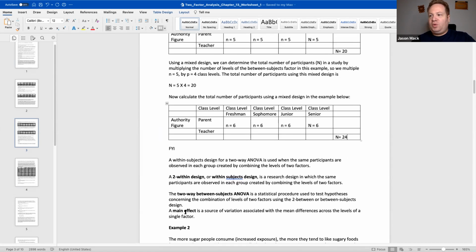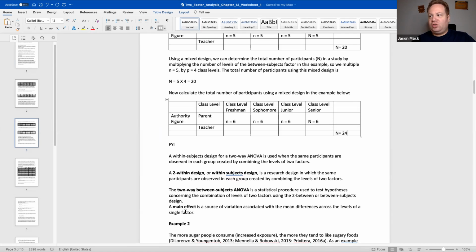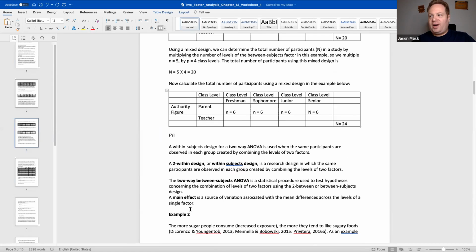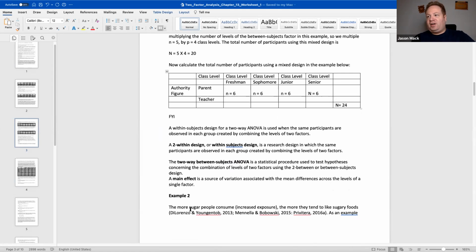The 2-way between subjects ANOVA is a statistical procedure used to test the hypotheses concerning the combination of levels of 2 factors using the 2 between subjects design. A main effect is a source of variation associated with the mean differences across levels of a single factor.